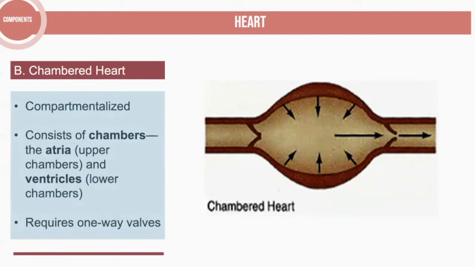The chambered heart actually requires one-way valves to prevent backflow of blood. Unlike the peristaltic heart, which can facilitate movement of blood in one direction, for the chambered heart there is a chance of backflow. And to prevent that, as an adaptation, chambered hearts also have one-way valves.